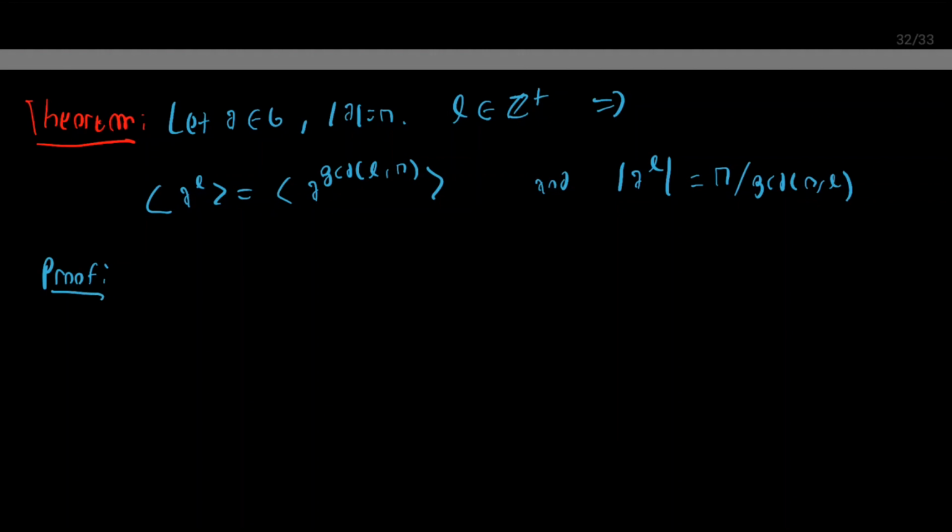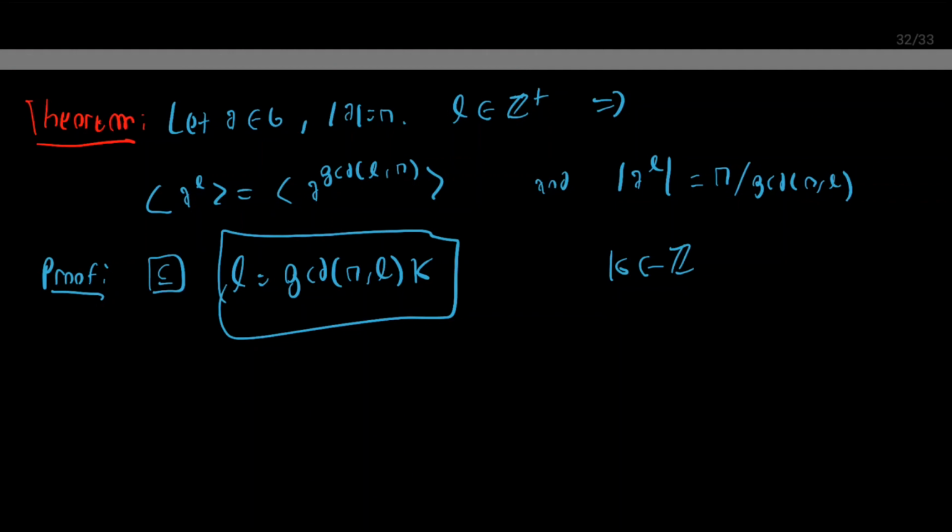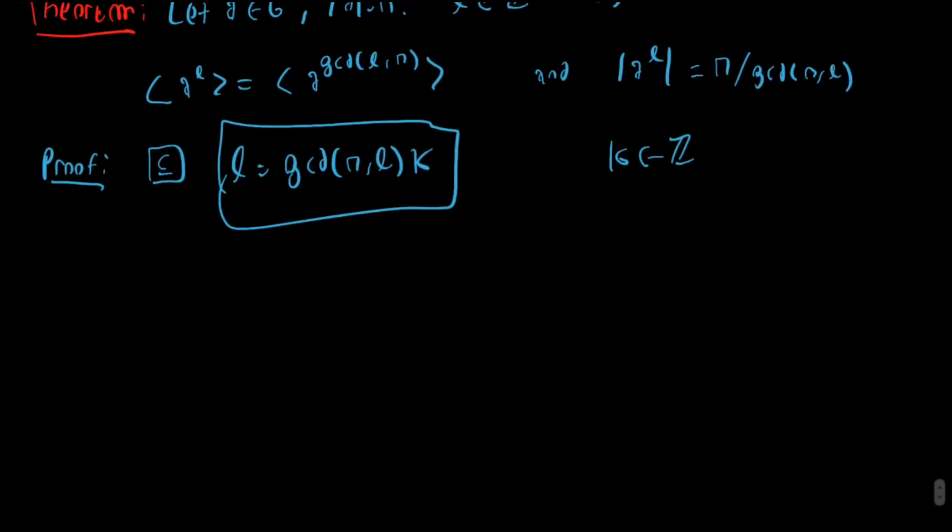Now by proving this set equality, as we did also before, we will prove two inclusions. So for the first one, by writing our L as the GCD of n and L times k, where k is an integer, we can do that because the GCD, being a divisor of L, divides L, and so it can be written as itself times another integer to produce L. Okay, so now having this, we will have that A to the L will be equal to A to the GCD of n and L, to the k.